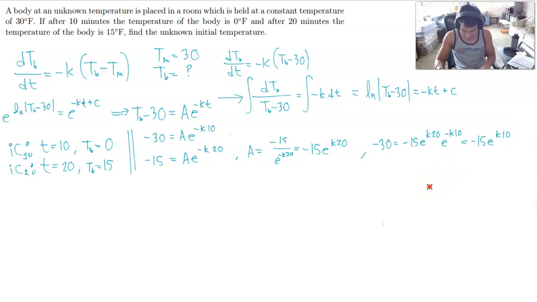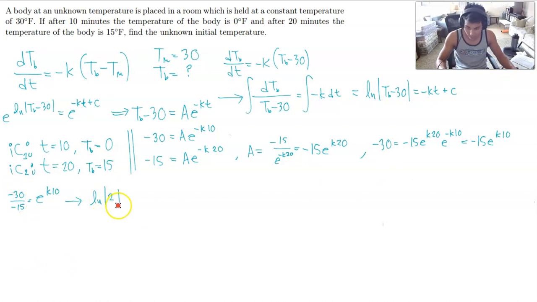So now you can solve for k, since look at this, you only have negative 30. So you have negative 30, and you divide by negative 15, and then you get e to the k10 by itself. And you want k10 by itself, right? So what you do is you take the natural log, so you get natural log of 2. So take the natural log of this. 30 divided by 15 is positive 2, so natural log, and it's equal to the natural log of e to the k10. And then that drops down, and we just get k10.